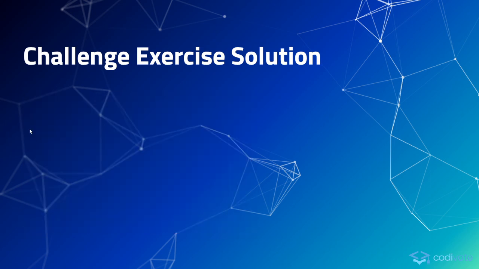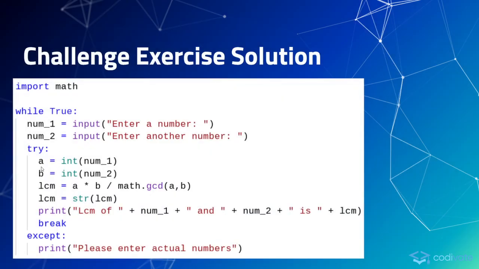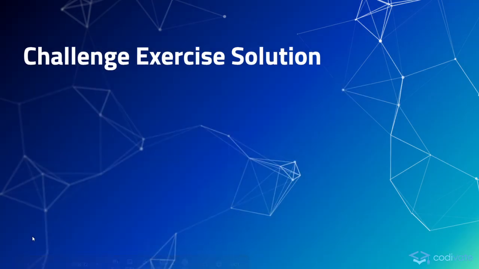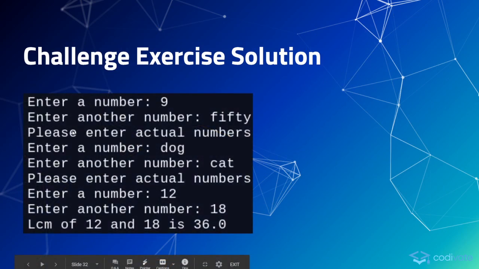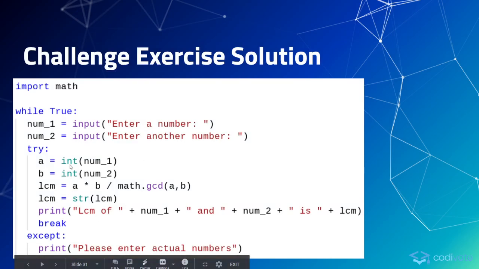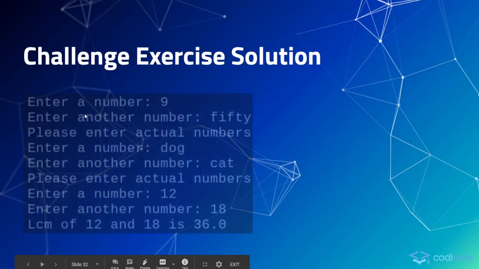Then, let's go back to our code. It would try to cast these as ints. It would be able to cast the first one as an int, but it wouldn't be able to cast the second one as an int. And as soon as this causes an error, it would say, okay, I'm going to stop and I'm going to go to the except. It goes to the except and it says, please enter actual numbers. Goes back to the top of the loop and asks for numbers.